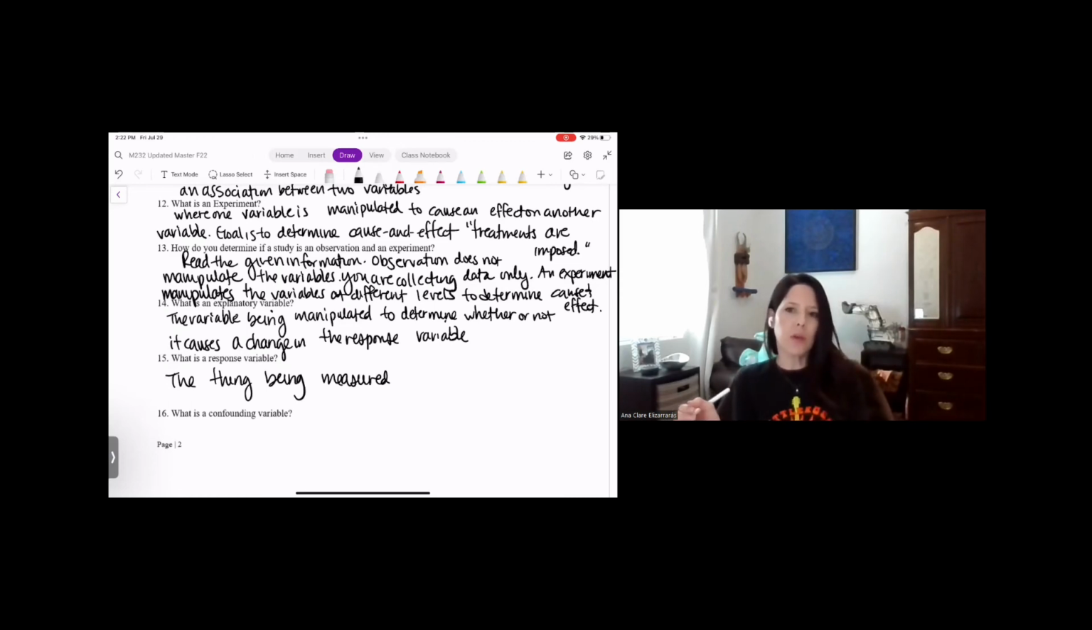Oftentimes students struggle with identifying the explanatory and the response, and one trick that I use is to take the two variables and think about, does this cause that, or does that cause this. I'll say them backwards to determine, does your weight determine your blood pressure, or does your blood pressure determine your weight, depending on what the scenario is.